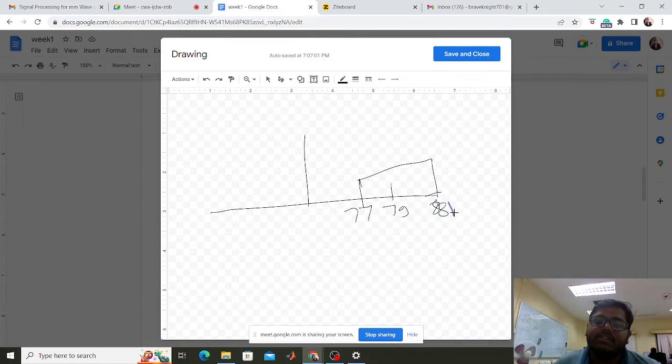Now the question is, at which frequency do you think the gain will be higher? Can anyone comment on this? Any approach you want to try to solve it? Anybody here? Okay, let me solve it.